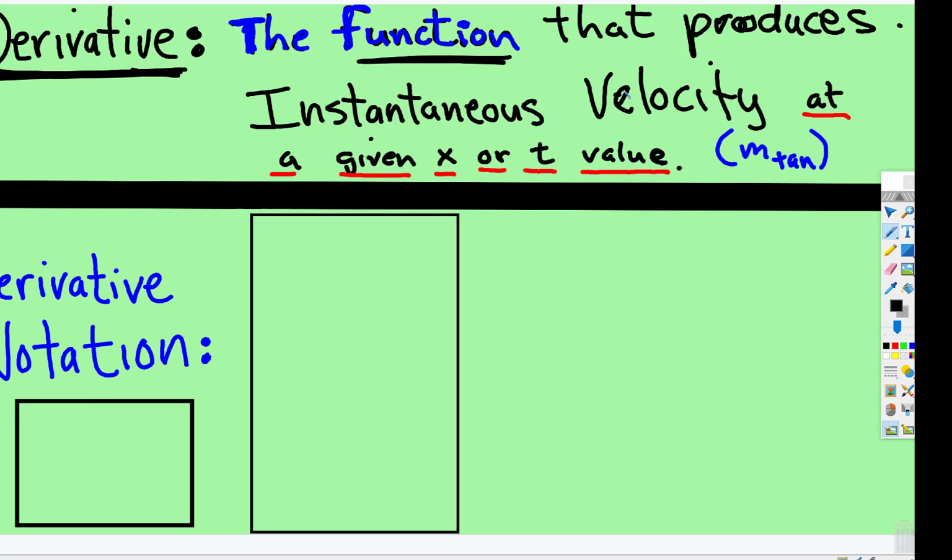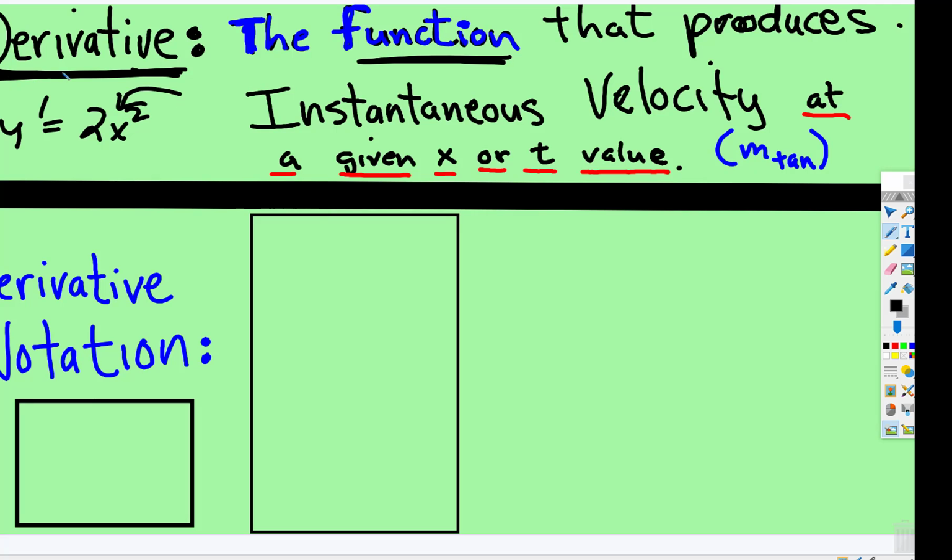Sometimes it is said that the derivative is instantaneous velocity. Well, it can't be that, because sometimes the derivative is, say, 2x squared. Well, 2x squared isn't a number, it's a function. Then you have to put in an x value, and that will give you instantaneous velocity at one given x value. If you plug in a different x value, it'll give you a different one.